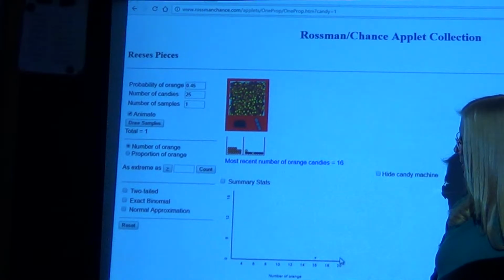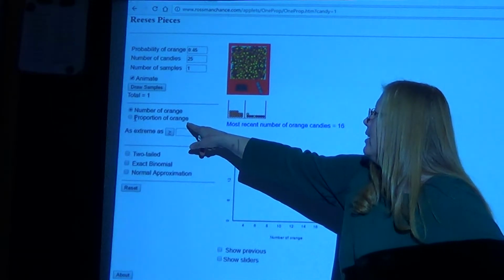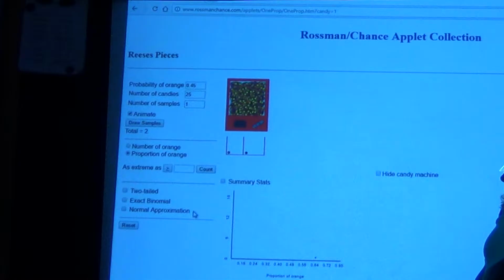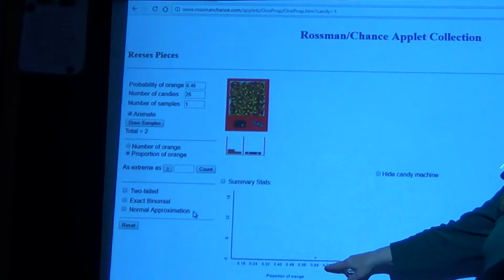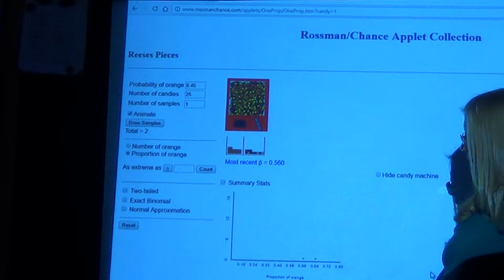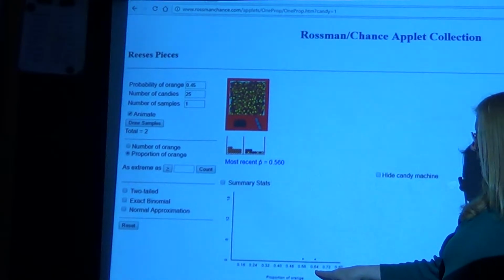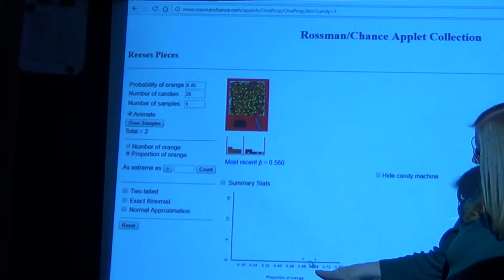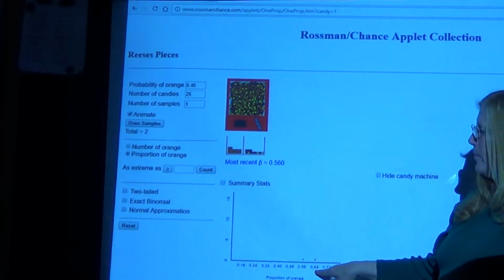I want the proportion. So do proportion orange. So go back and hit it again, see if it'll change. Oh, never mind, it already changed it. So this will be our second one. All right, so in the first sample, what's that number say? I can't read it. 0.54. Oh, 0.64. Okay, so it was higher than 0.45.